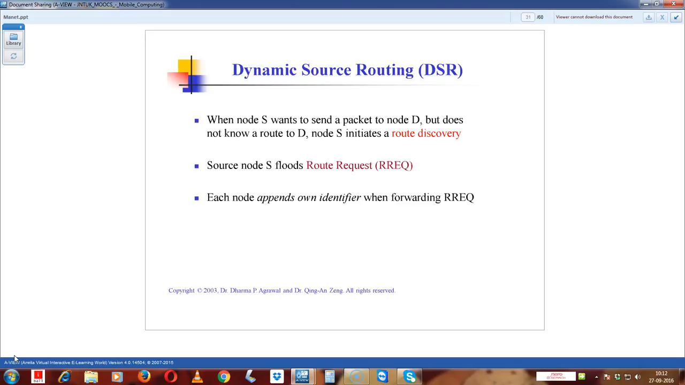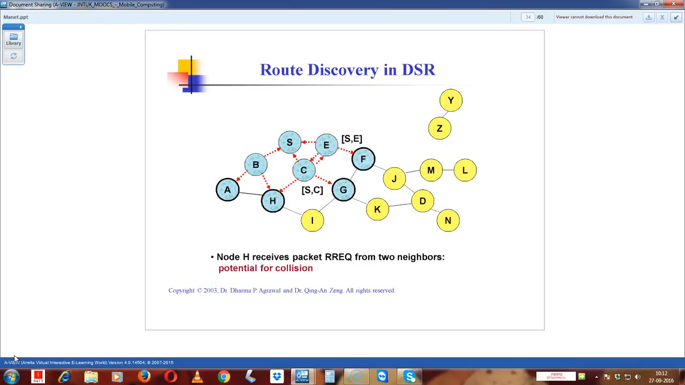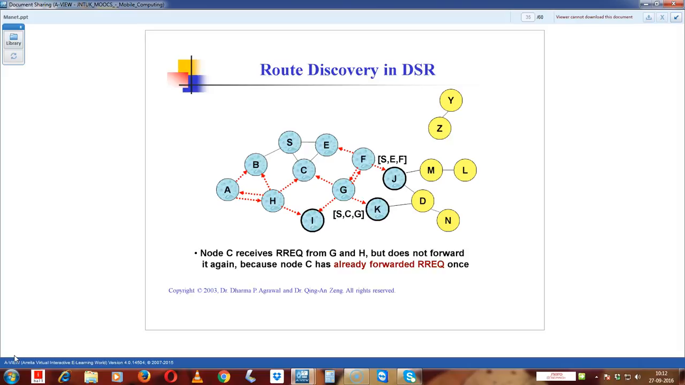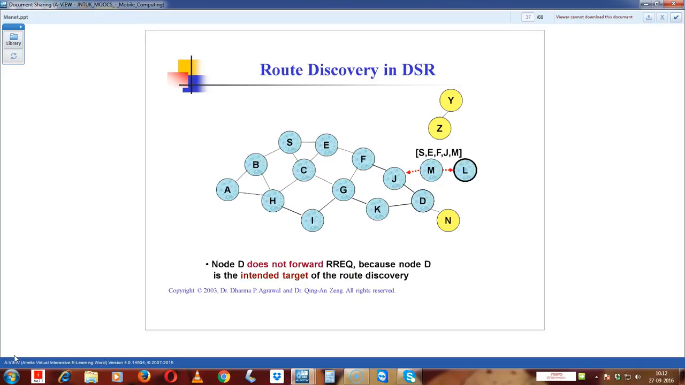So when node S wants to send a packet to node D, and does not find a route to D, it will initiate a route discovery, or it will initiate a broadcast transmission. Source node S floods the route request. Each node appends its identifier when forwarding a route request, appending its own identifier just to make the other intermediate nodes aware of its presence.